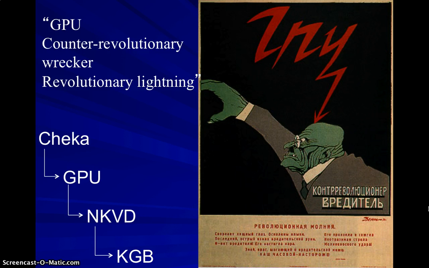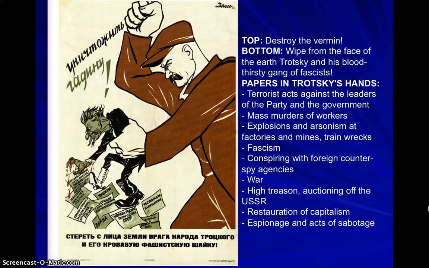But here's a form of propaganda then that shows that there are people who are trying to stop the revolution, and the secret police will take care of that. Here's another not so subtle image, which is essentially Stalin in a red worker's jumpsuit, holding in his hand another sort of vile image of Trotsky himself. At the top it says, "Destroy the vermin." He's obviously supposed to be something rat-like. At the bottom it says, "Wipe from the face of the earth Trotsky and his bloodthirsty gang of fascists." So even though Trotsky was involved with the communist revolution, he's now being put in the camp of the fascists.